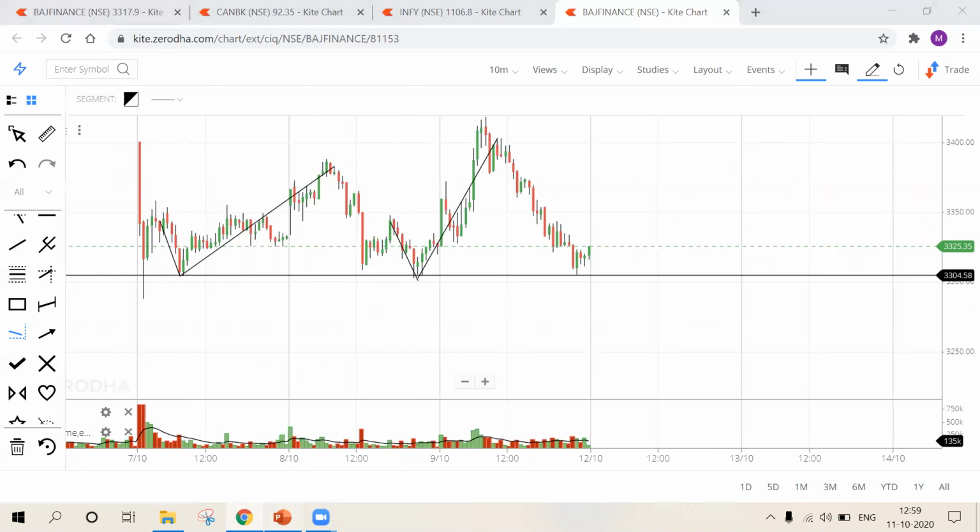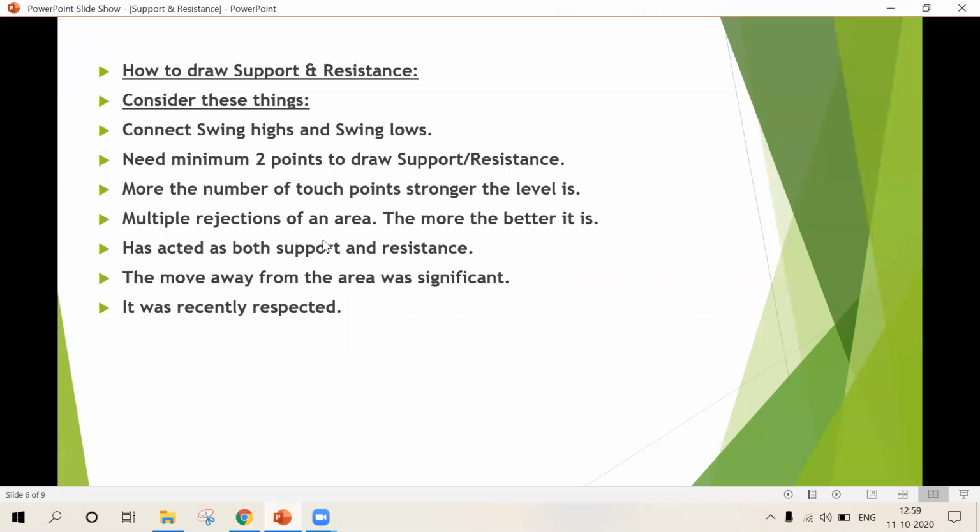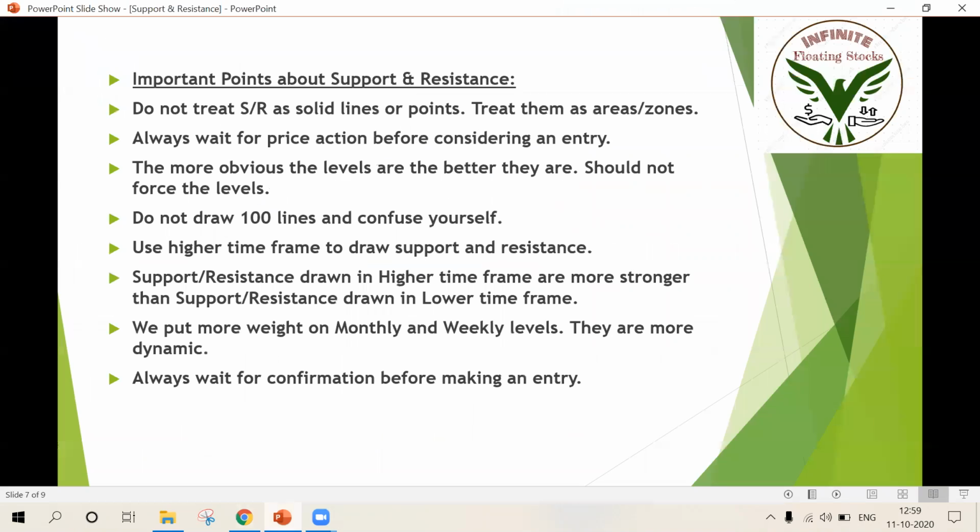These are all the criteria you need to be thinking about or keeping in your mind while drawing very good support or stronger support or resistance levels. Okay. All right. Important points about support and resistance. Do not treat support or resistance as solid lines or points. Treat them as areas and zones.